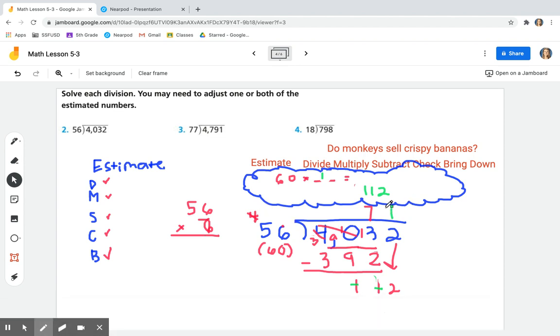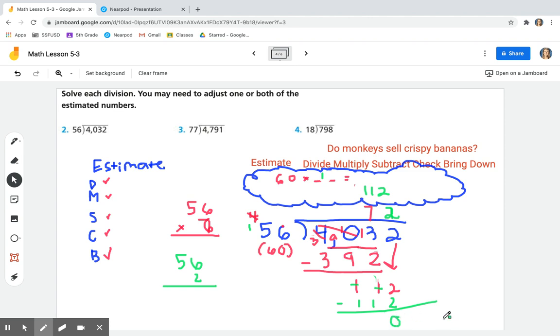We said it was 1 time. It should actually be 2. Let's see if this works. What is 2 times 56? Try it on the side or solve it in the problem. 2 times 6 is 12. 2 times 5 is 10 plus 1 is 11. And that brings us to 112. That's what I thought we would get. What's 112 minus 112?